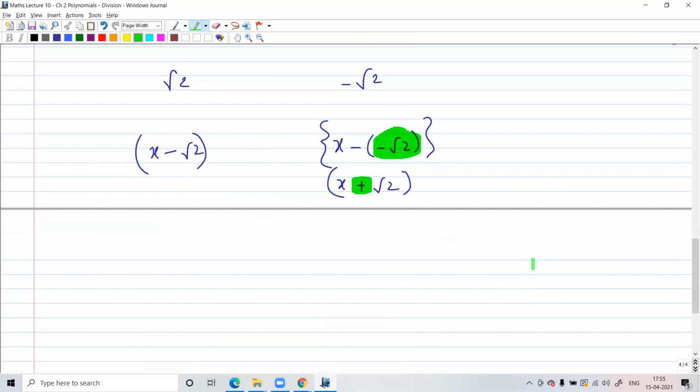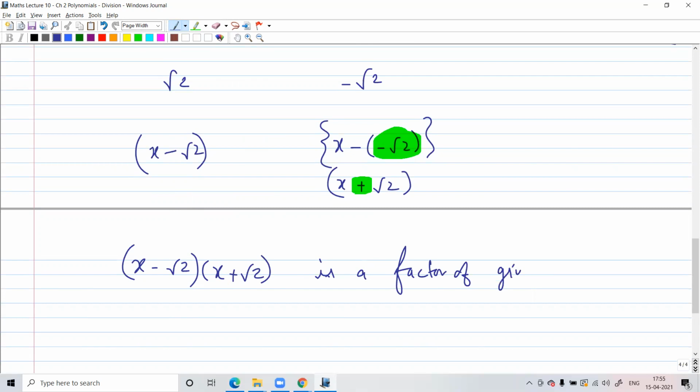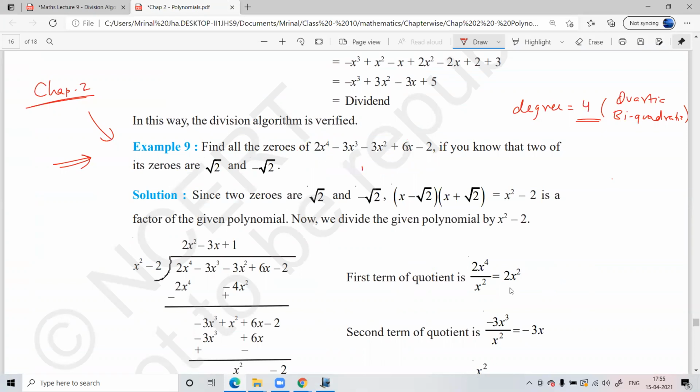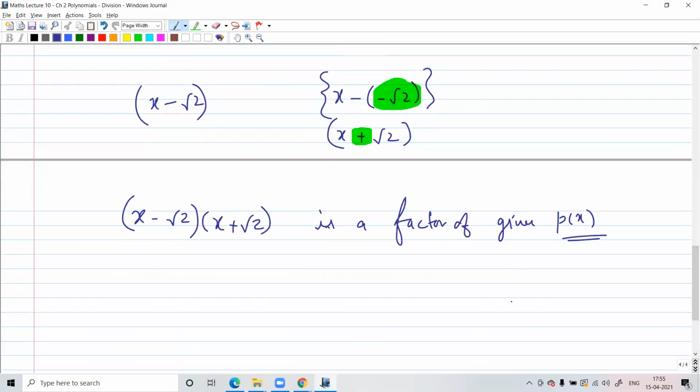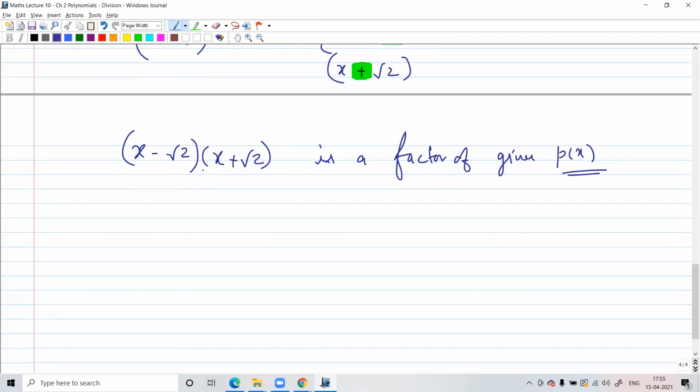Now we have got the two factors of this polynomial. What are the two factors? x minus root 2 and x plus root 2. Combine them together, multiply them together like this. So we can say that this is a factor of the given polynomial, right? This is your given polynomial p(x). Since this is in the factor form, I want you to simplify it and write it in the normal polynomial form. Multiply these two, what will happen? Simplify and tell me.